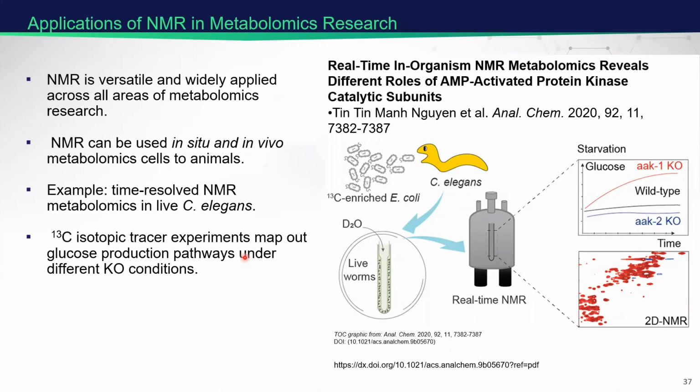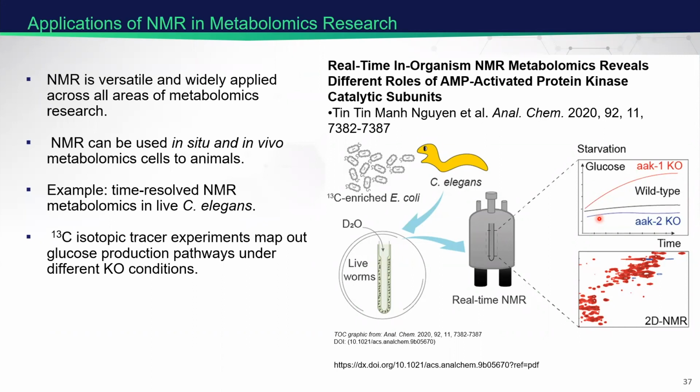It was real-time in-organism NMR metabolomics in a whole organism. They took C. elegans, these worms, and fed them carbon-13-enriched E. coli. As you can see here, they put the live worms in an NMR tube, added a capillary with some D2O for the instrument lock, and measured 2D spectra. From these, they were able to look at the changes in concentrations over time of several metabolites.